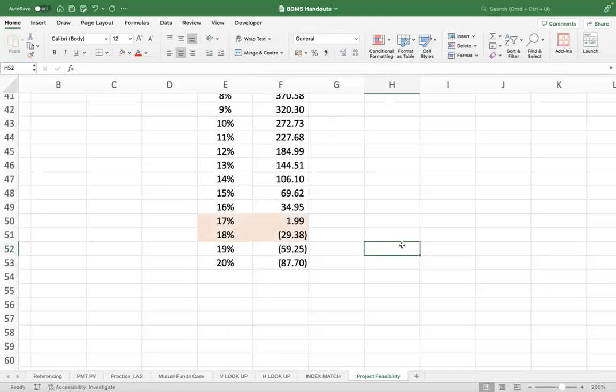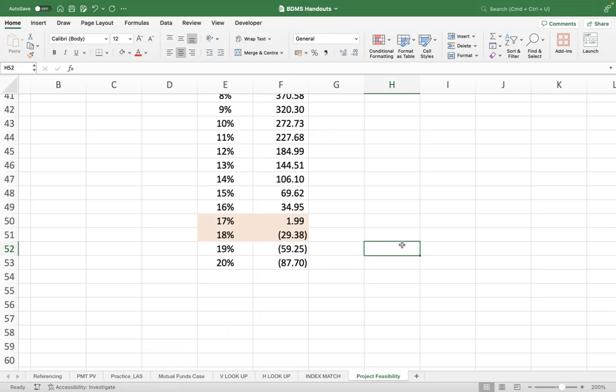At 17%, you have a positive NPV. But at 18%, your NPV is negative. Which means what? Between 17 and 18%, कोई एक ऐसा point होगा जहां पे NPV is 0. That point is called as IRR, internal rate of return. At your internal rate of return, your NPV becomes equal to 0. So it's kind of a break-even point for you.